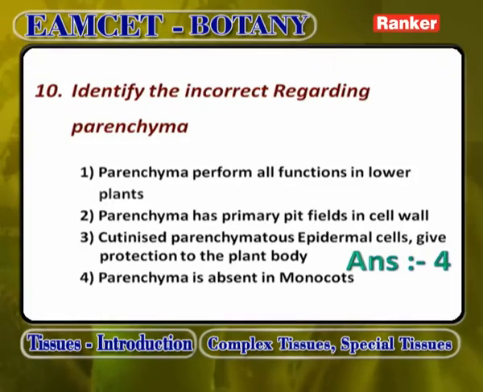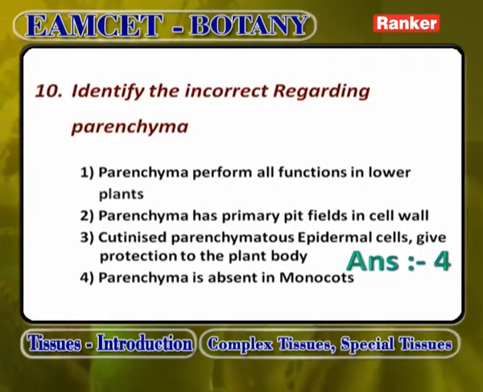Parenchyma has primary pit fields in the cell wall. It is also correct. Why? Because primary pit fields are present in primary wall. Pits like simple pits and bordered pits are present in secondary wall. In parenchyma, young cells and meristematic cells, secondary wall is not formed, only primary wall is present. So parenchyma has primary pit fields in cell wall.